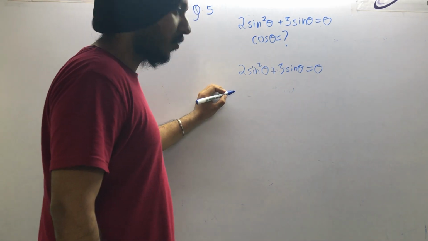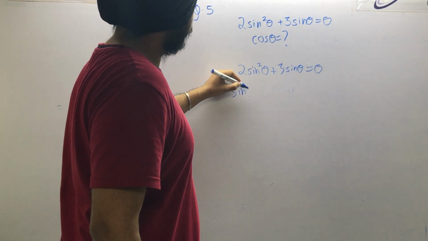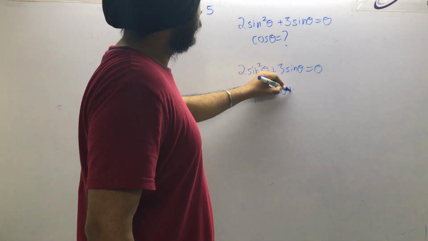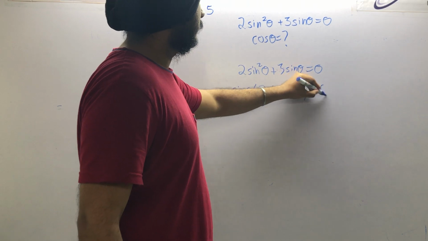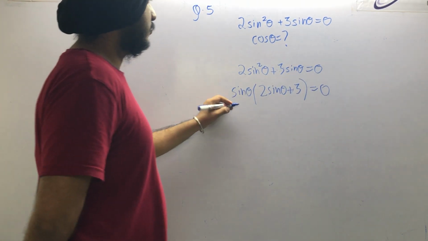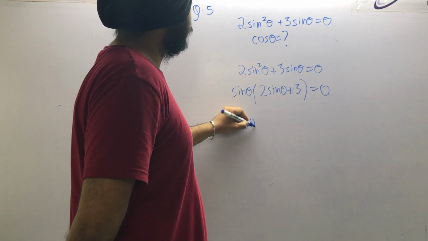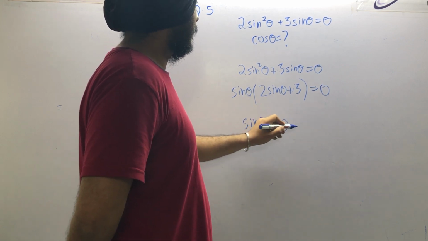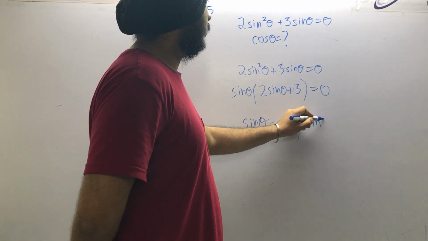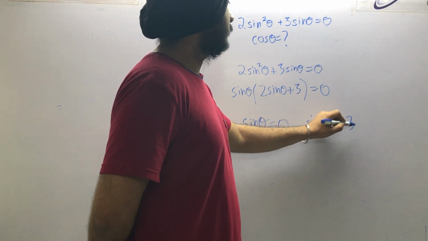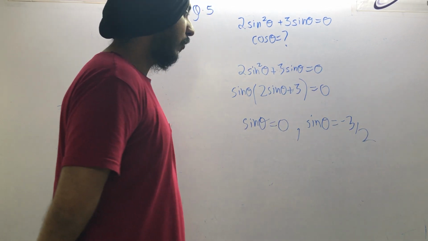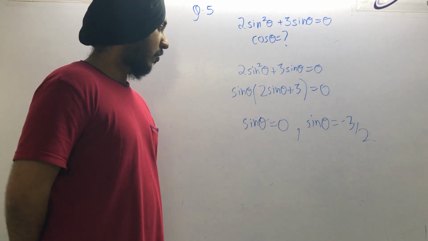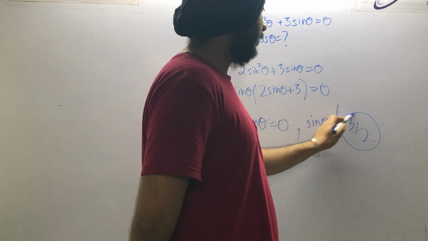So you can take out sin theta common. This is sin theta times 2 sin theta plus 3. Okay. Now you can say sin theta is equal to 0 and sin theta is equal to minus 3 by 2. Now tell me, there are two possibilities here. Which one will you take? 0 or minus 3 by 2? Obviously 0, because minus 3 by 2, can it exist?